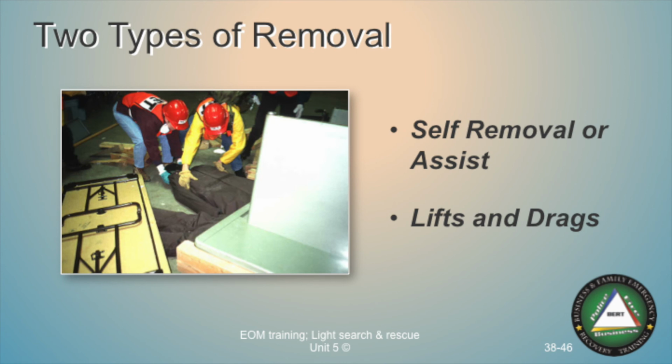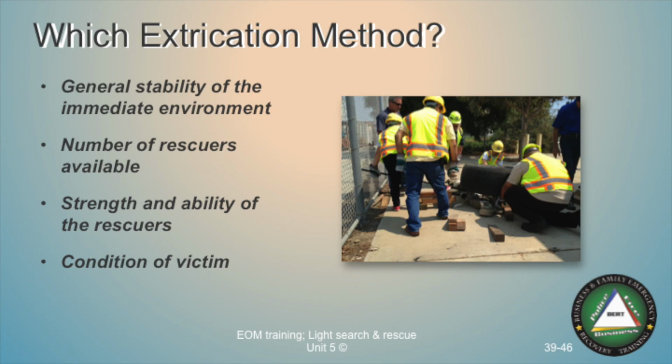The two types of removal are self-removal or assist and lift and drags. In self-removal, they can crawl out by themselves. If you have to lift or drag somebody out, make sure their head is stabilized. If there's a back injury, try to keep them as inline as possible. You might want to pull them right onto a backboard or a piece of plywood or maybe a door, something to keep them stable.